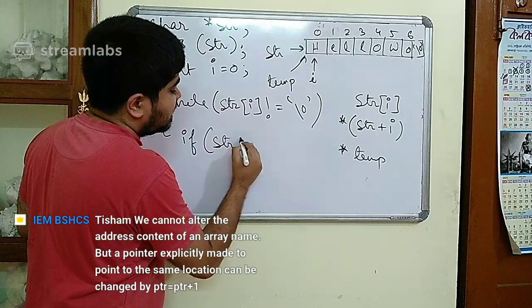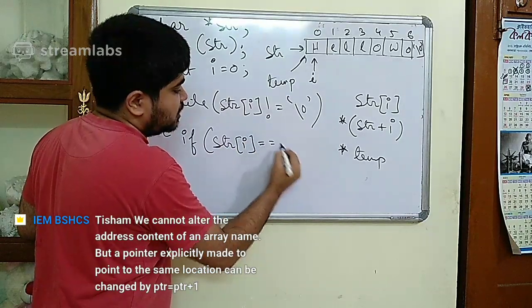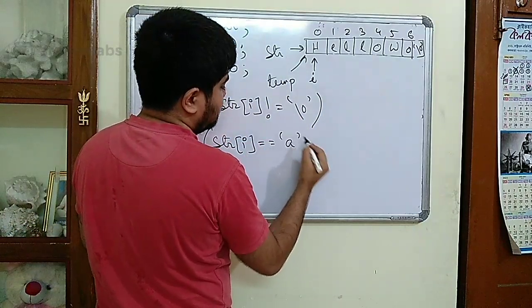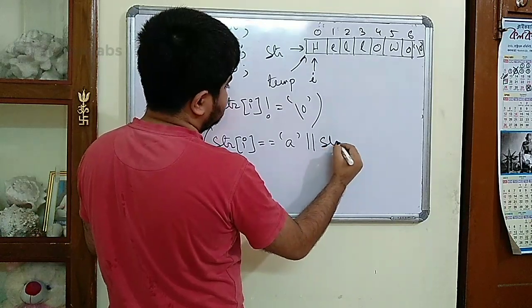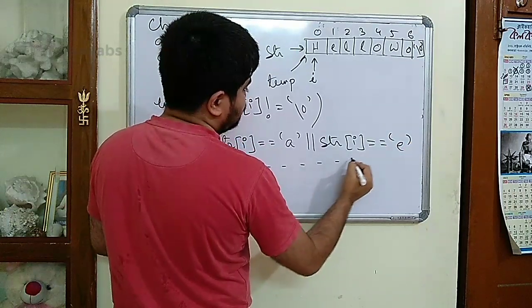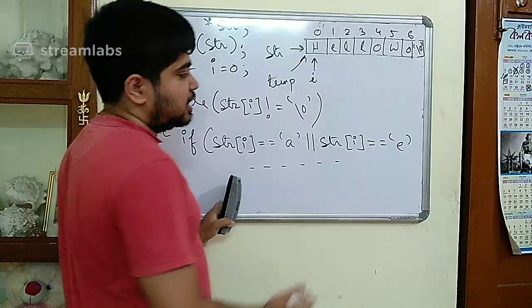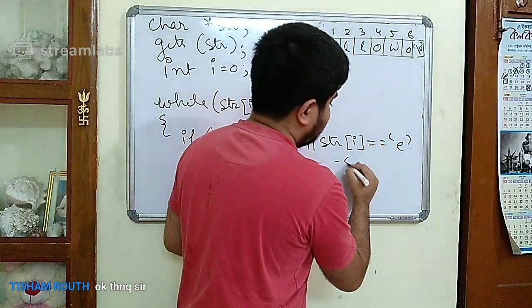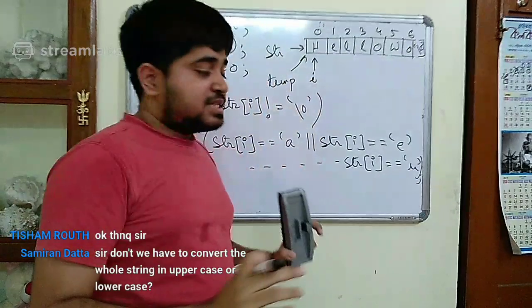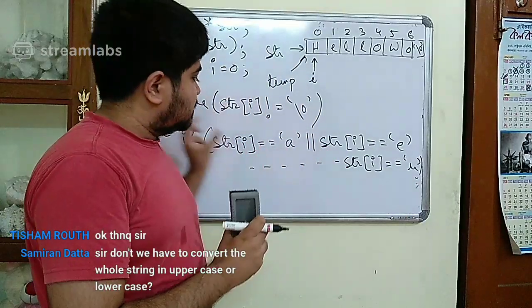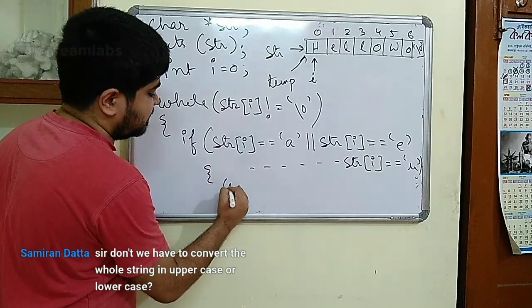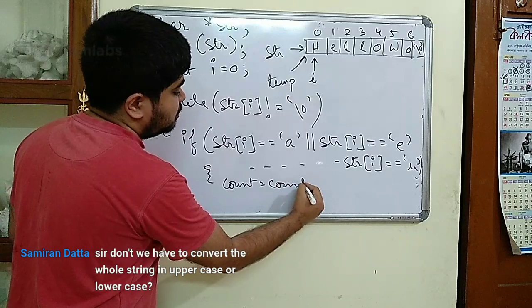If str i equal to a, or str i equal to e, and in this way you keep on combining it with or, and finally a, e, i, o, u. Str i equal to u. This is one way. This is only considering the lowercase characters. You can give the uppercase characters also. You simply do count is equal to count plus 1.